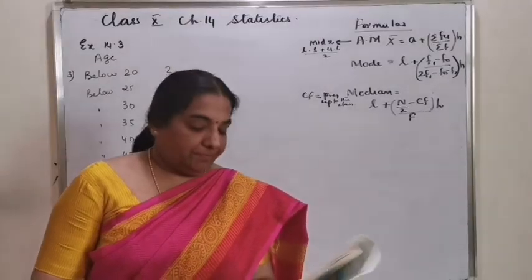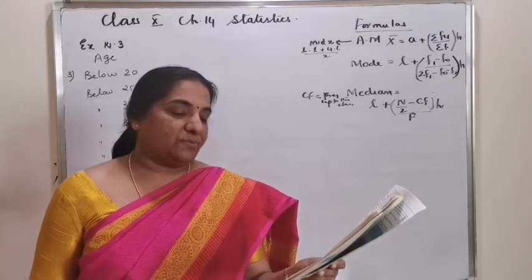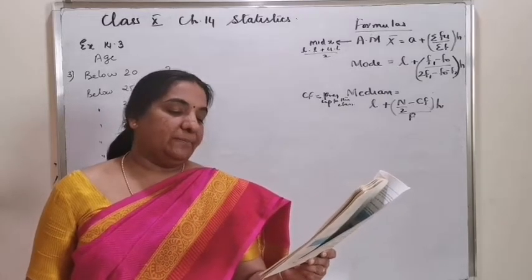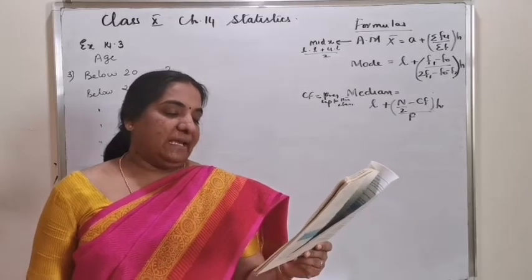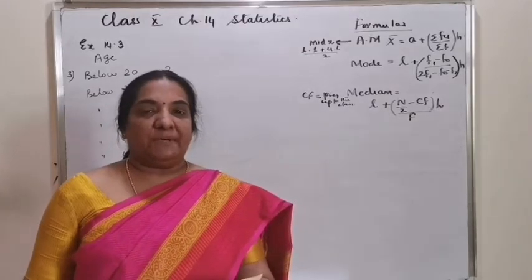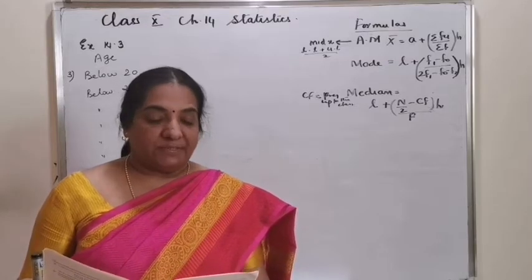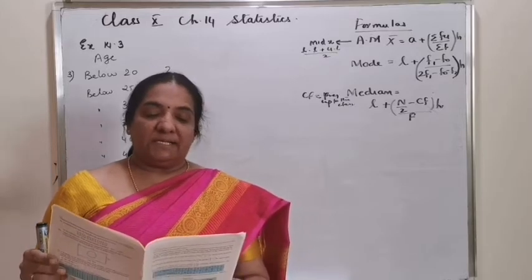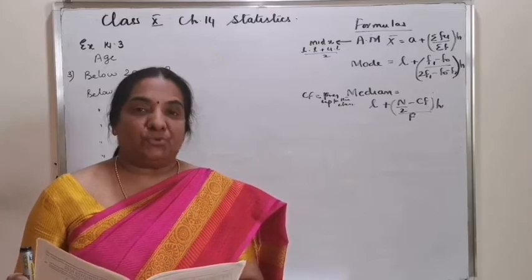Question number 3. A life insurance agent found the following data for distribution of ages of 100 policy holders. Calculate the median age if the policies are given only to persons having age 18 years and onwards but less than 60 years. The table is given in such a way: age in years. Below 20, 2 persons. Below 25, 6. Below 30, 24. Below 35, 45, and so on.